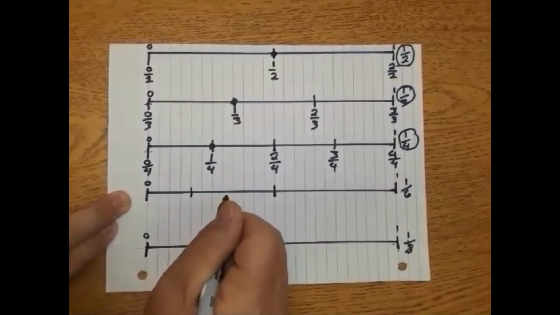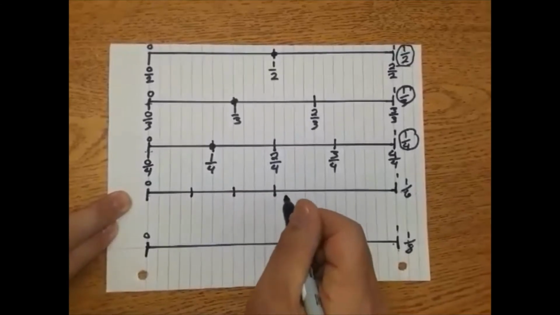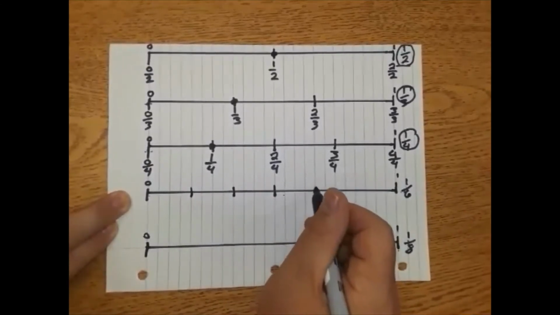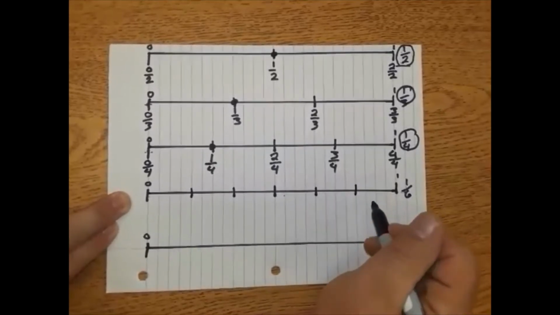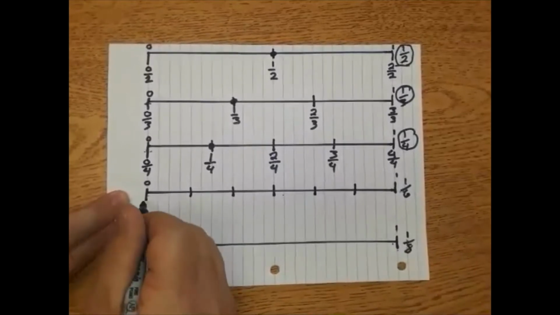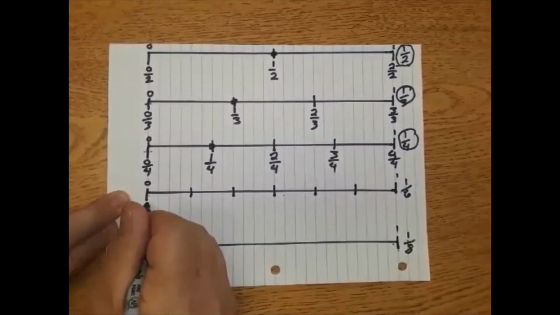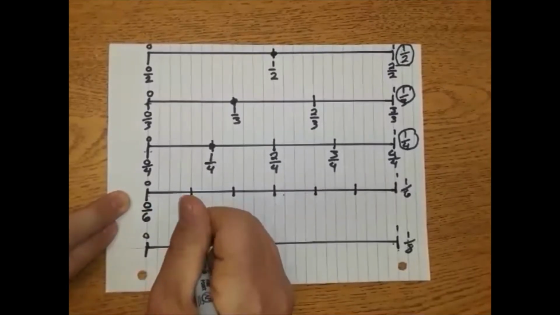1, 2, 3, 4. 4 more is going to get me halfway. And then 1, 2, 3, 4. And then 4 more gets me to a whole. 1, 2, 3, and 4. So my first annotation I'm making on my number line is 0/6. This one right here is 1/6, which is the one I'm identifying.